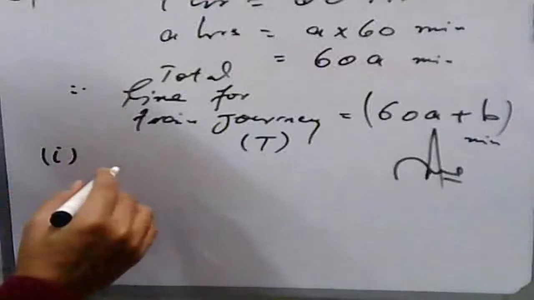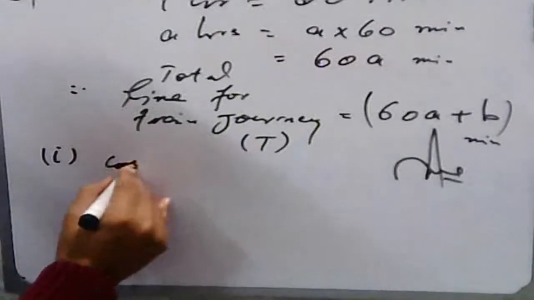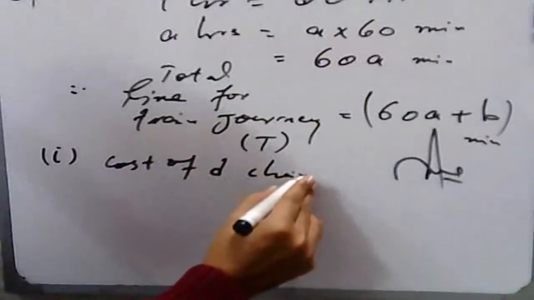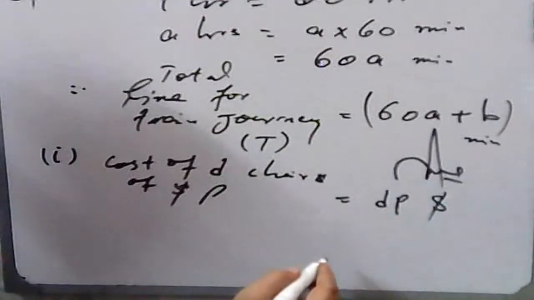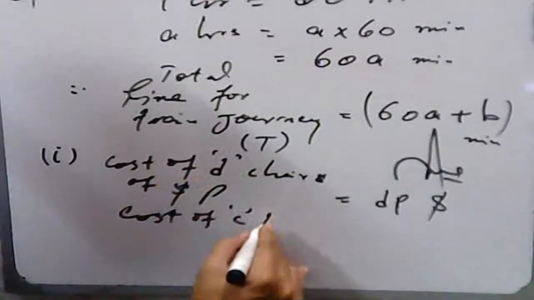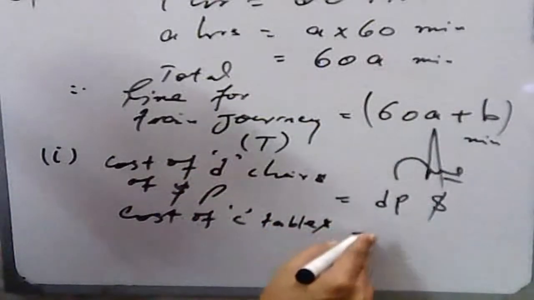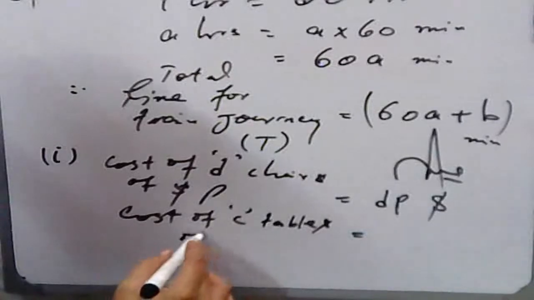You can see here. Now another part: the total cost $t of D chairs at $P each and C tables at $Q each. Okay, it's once again very simple. So cost of D chairs at $P is equal to dP, I mean D cross P, that is your dollar.